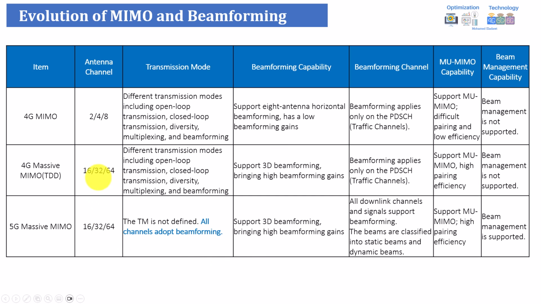The last part here starts from 16T up to 64T and even higher. It is called 5G massive MIMO. But in massive MIMO, we don't have the concept of different transmission modes. All the channels now adopt beamforming, and this again supports 3D or 2D, bringing high beamforming performance in general. The main difference is very important, and we will go through it in much more detail with logs. It supports all the channels, for example PBCH, PDSCH, synchronization signals, and all the PUCCH channels. You have even better multi-user MIMO, and now beam management is introduced. So that's just a quick explanation here.